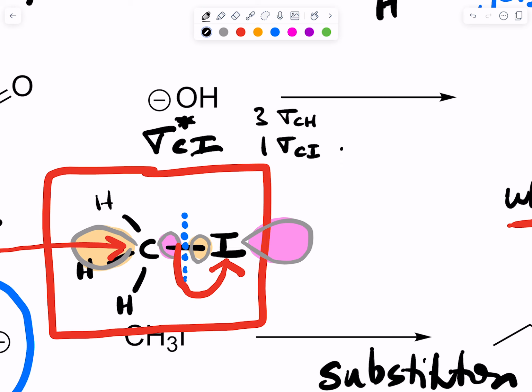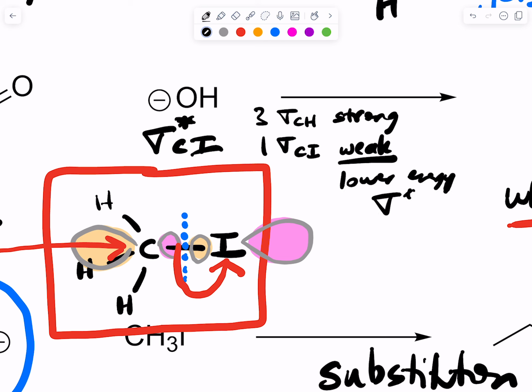What I will tell you now is if you're able to remember that carbon halide bonds are weak, whereas carbon hydrogen bonds are strong, that might help you. The weaker bond has the lower energy sigma star. So is it because hydrogen bonds tend to be stronger? Well, bond strength has to do with a lot of things, but one of the easiest things is bond length. Hydrogen's small, it can get really close to carbon. Iodide, not so small, it can't quite get as close to carbon, so the bond is longer and weaker.